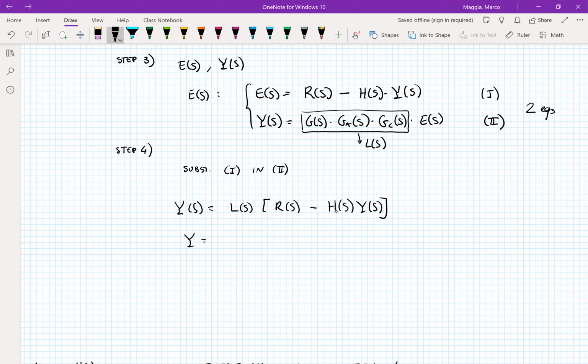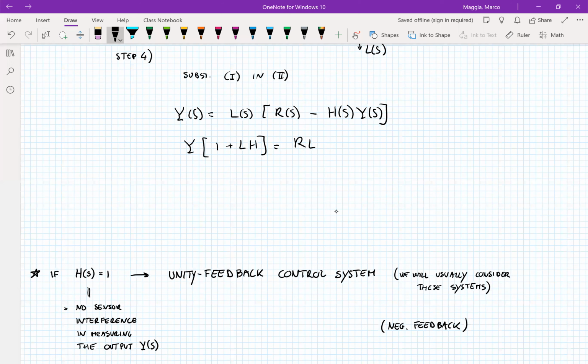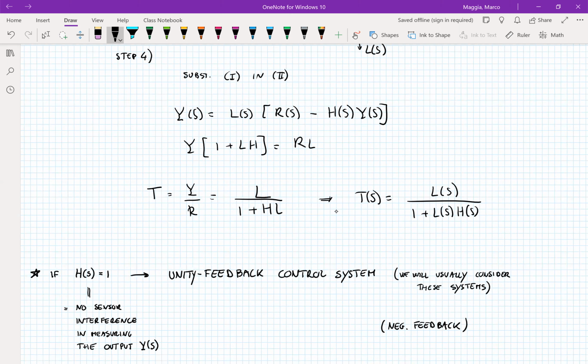Now I'm just going to drop the s. So we can write that Y times (1 plus LH) is equal to RL. And since we're aiming for T, which is Y over R, that is equal to L over (1 plus HL). Or now if we want to reintroduce the argument, it's L(s) over (1 plus L(s) times H(s)).